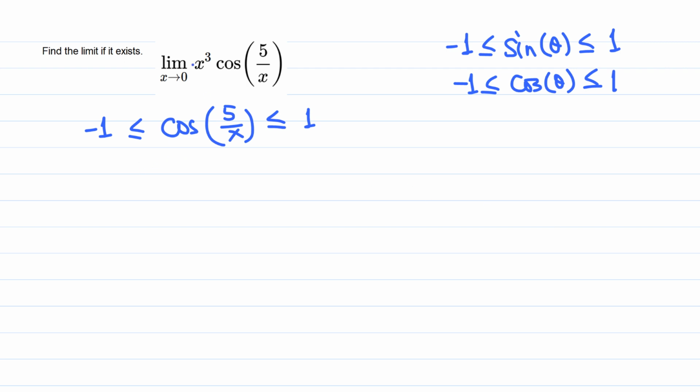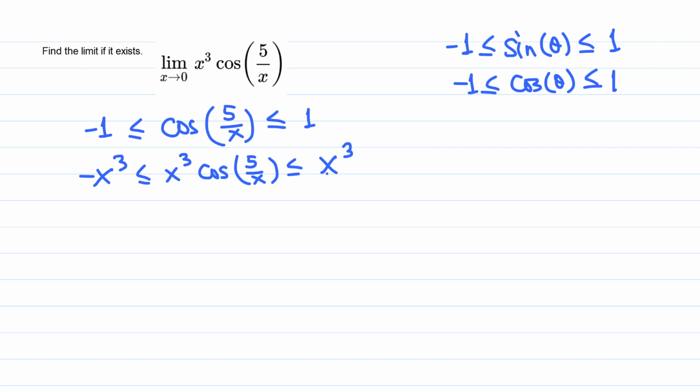Now we have x cubed in this expression, so let's multiply each side. There are 3 sides. Let's multiply each side by x cubed. Then we have -1 times x cubed, x cubed times cosine 5 over x, and x cubed times 1.